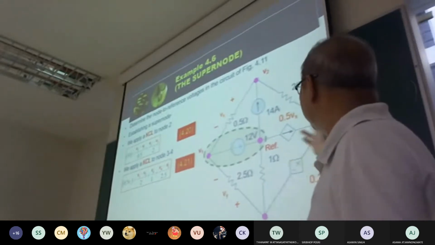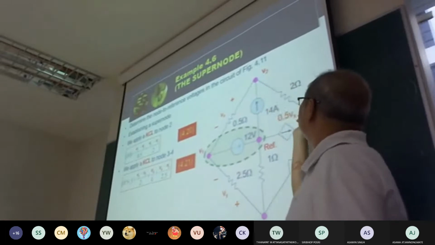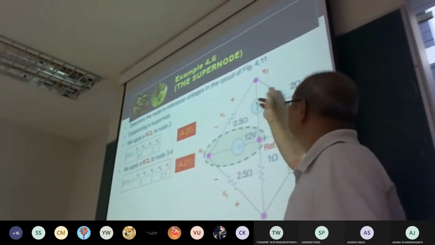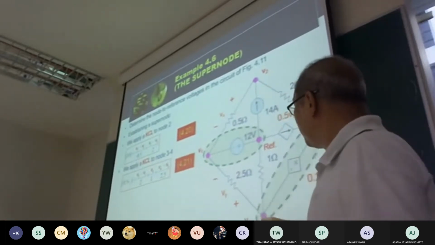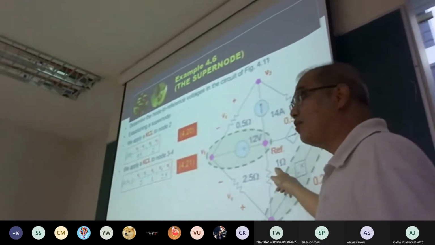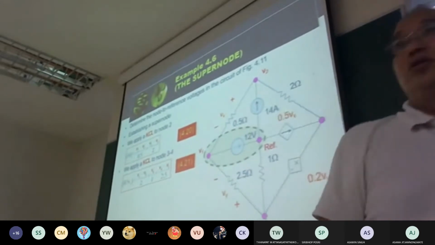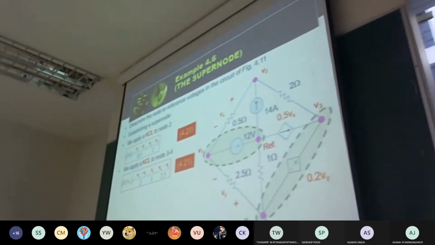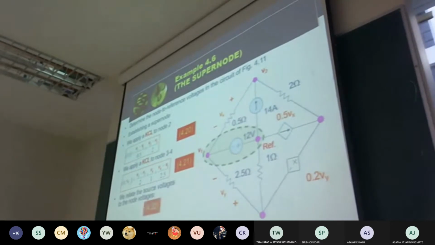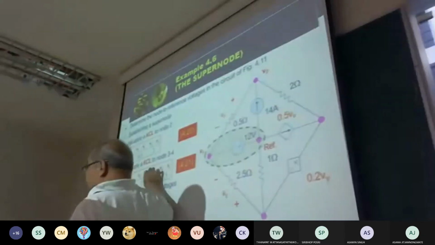It's the dependent source. 3 currents get out: V3 minus V2 divided by 2, and V4 minus 0 divided by 1, and V4 minus V1 divided by 2.5. For this one, 1 current gets in, 3 currents get out.